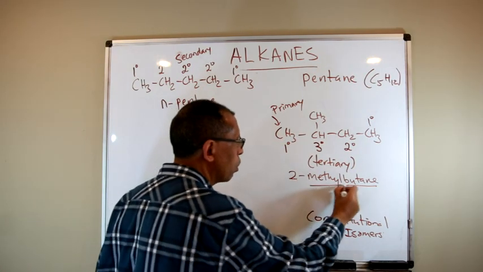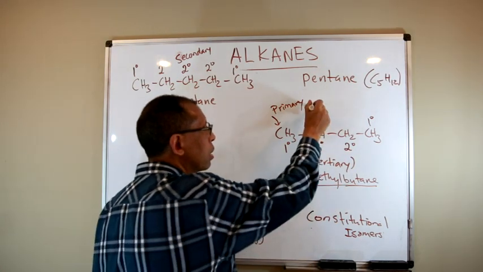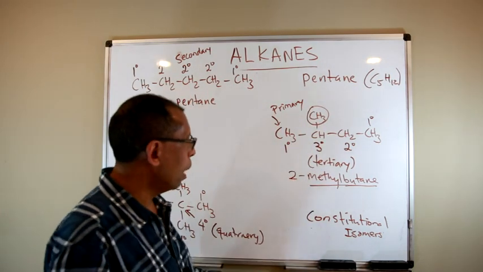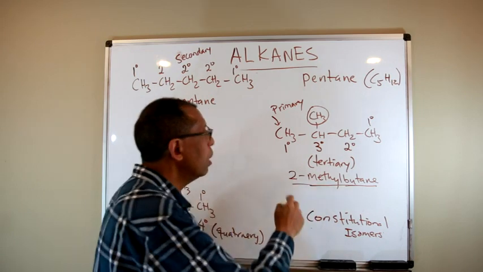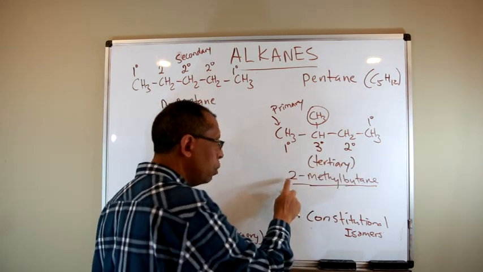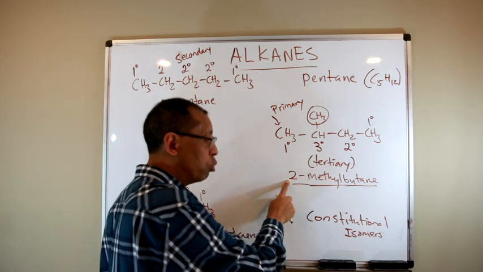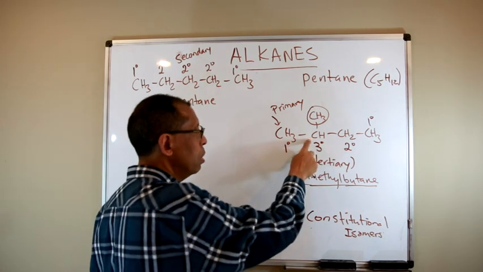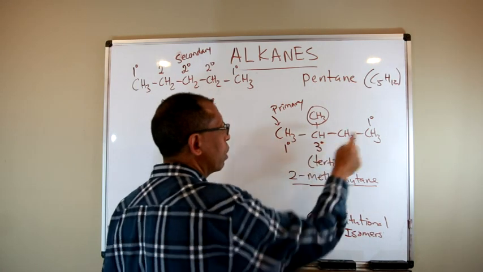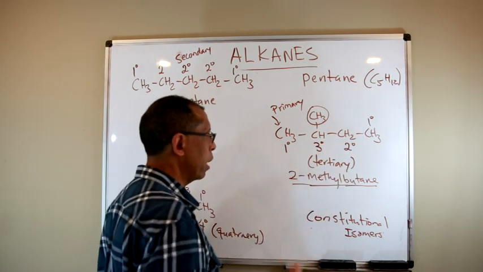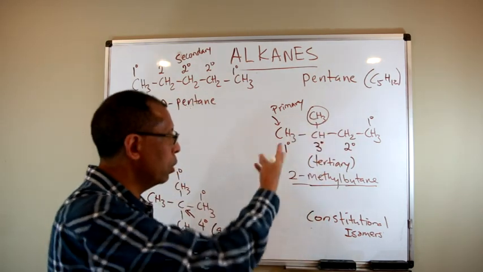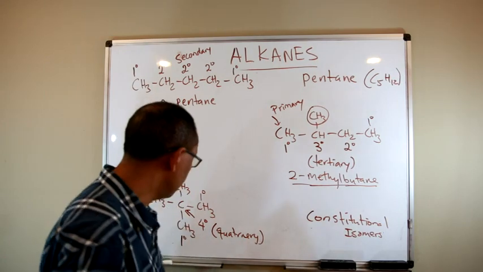I have a methyl group. Methyl is a substituent. So now in the naming of this compound, 2-methyl butane, you have a butane structure, but at position 2, at carbon number 2, you have 1, 2, 3, 4, that's the carbon numbering. At position 2, I have a methyl group. That's why it's called 2-methyl butane.